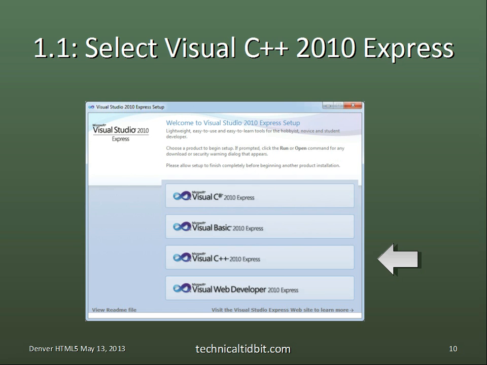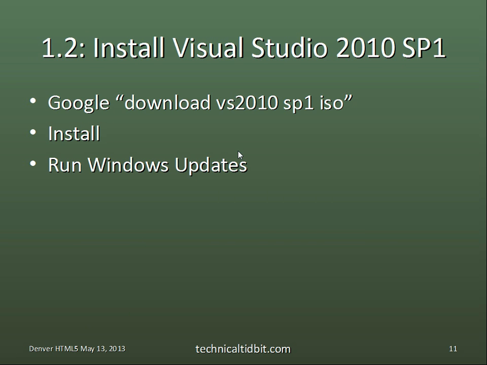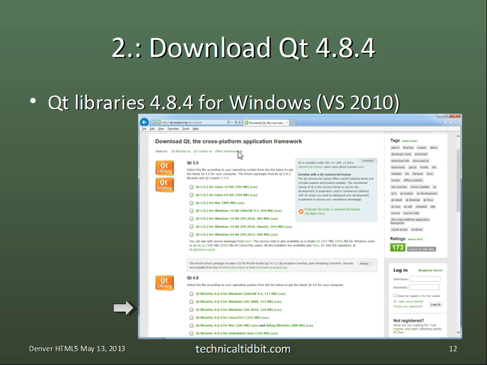The free Express version, you have to select your language up front, so select C++. Download the SP1 for Visual Studio, install it, and also run Windows updates. Now, when you go to download Qt itself, you'll notice on its download page there are two versions, 5.0 and 4.8. That wonderful Qt WebKit is only available in Qt 4.8. And that wonderful IDE you get with 5.0. So you end up having to download both. Start out by downloading 4.8, and download the version for Visual Studio 2010.